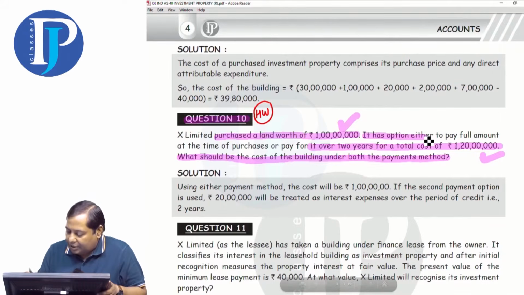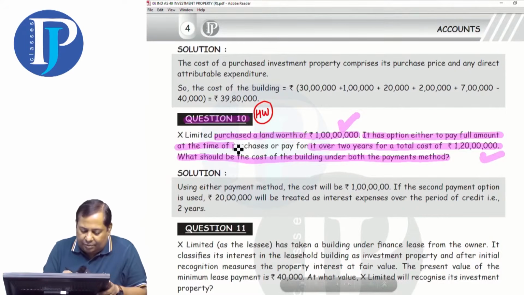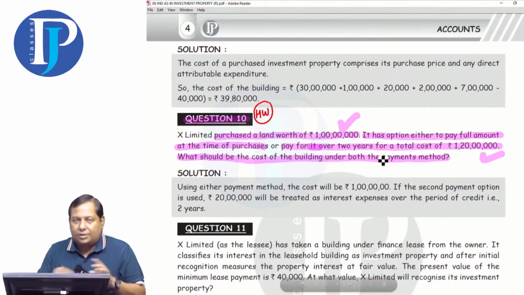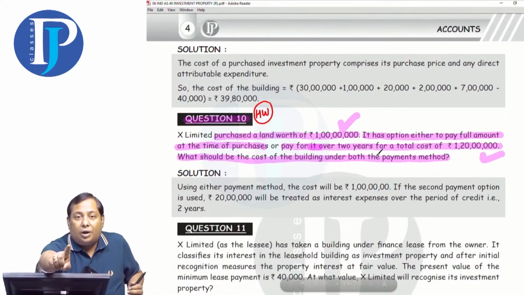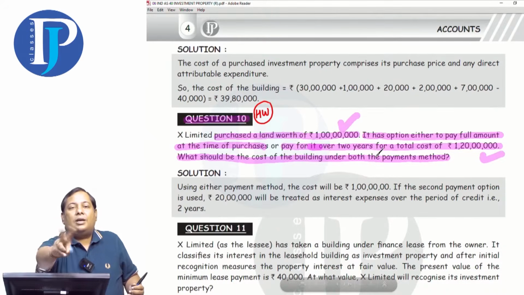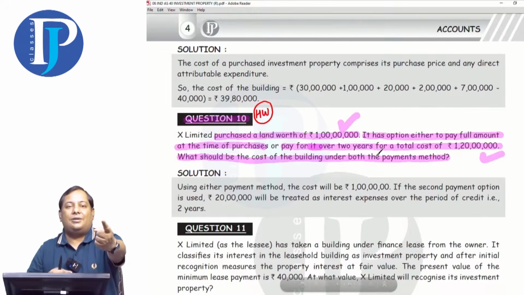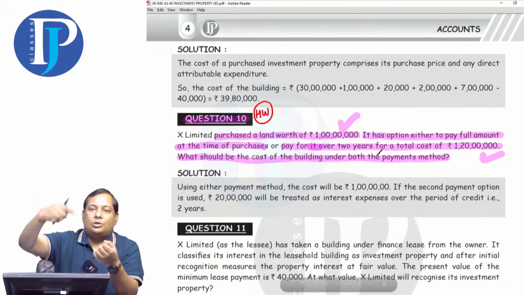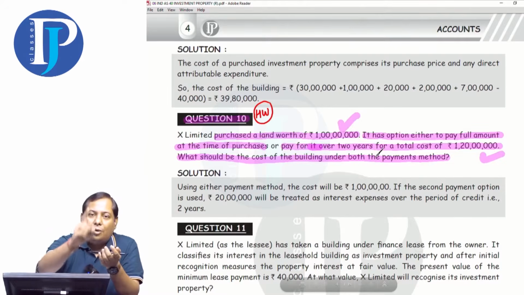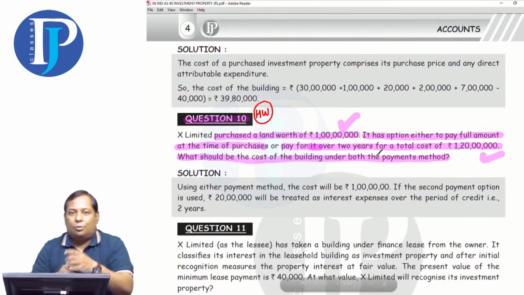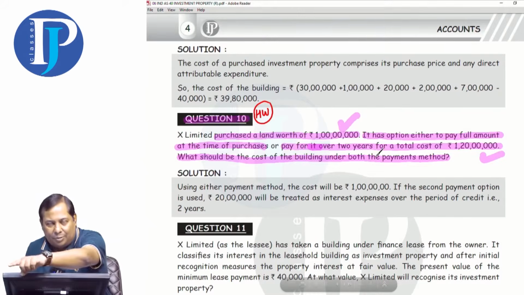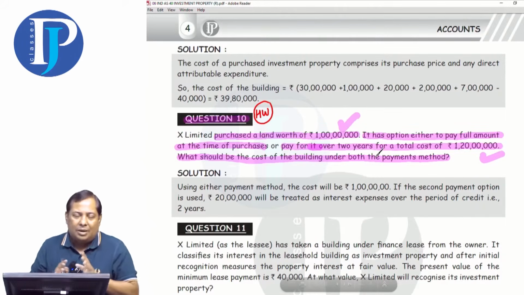It has the option either to pay full payment at the time of the purchase or pay it after 2 years. If you pay now, it will be 1 crore. 2 years later, it will be 1 crore and 20 lakhs. Students, now the question is what is the cost of your building in both options? The cost of the building will remain 1 crore in both options. Either you pay now or in 2 years, the cost of the building will remain 1 crore only. The extra 20 lakhs you are paying in the second option is the interest cost, which will be written off in the profit and loss account.